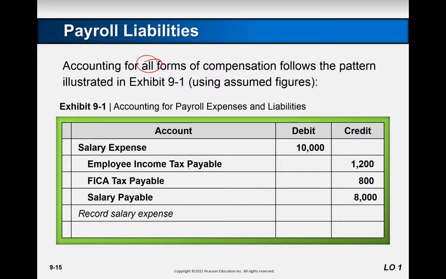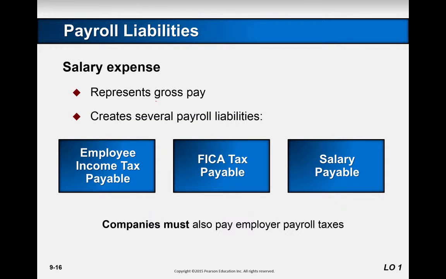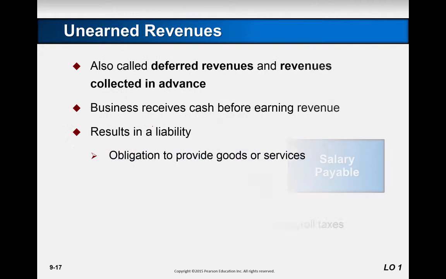So here, employee income tax payable, FICA, and salaries payable all total. Notice we have federal withholding tax, and that's only paid by the employee. Then we have FUTA, Federal Unemployment Tax Act, and this is paid by the employer and the employee. There are several other payroll taxes that you can see as well. So basically your salary expense is your gross wages, and then we have to create several payroll liabilities: income tax payable, FICA, and salaries payable.